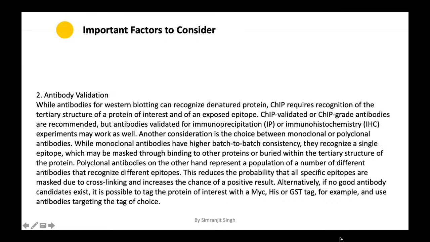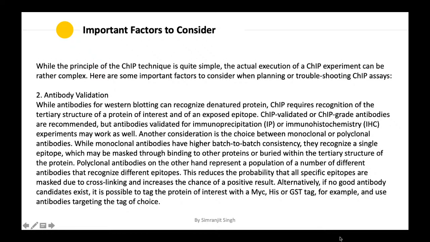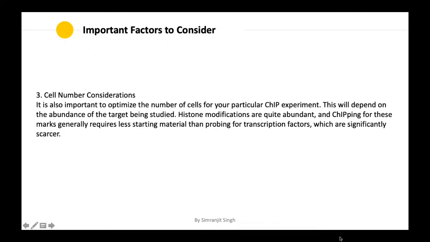And antibody validation. This is done with the help of ChIP validation. ChIP-grade antibodies are recommended, but antibodies validated for immunoprecipitation or immunohistochemistry can also be considered. Another consideration is the choice between monoclonal and polyclonal antibodies. Further, care has to be taken with cell number: it should not be too high or too low, but in an optimum range.